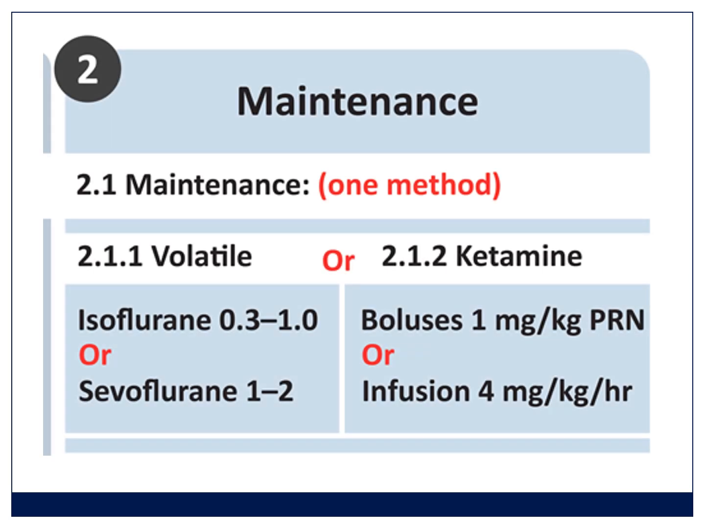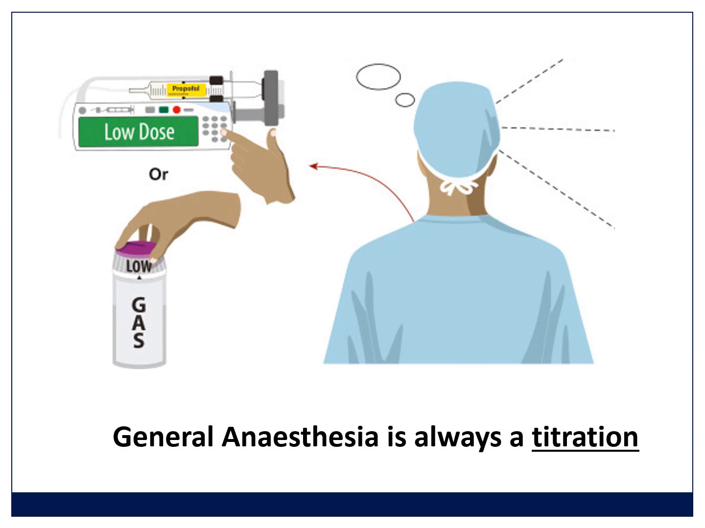Now we come to maintenance, and you can either use a volatile anesthetic such as isoflurane or sevoflurane, or you can use ketamine. But remember that ketamine, either by infusion or by boluses, is quite hard to keep a patient still. So they may be anesthetized, but they're going to move. So you often need a muscle relaxant of some sort. So I prefer to use the volatile. It's titratable, meaning that if the patient becomes unstable, you can just switch it off. And I use isoflurane in general.